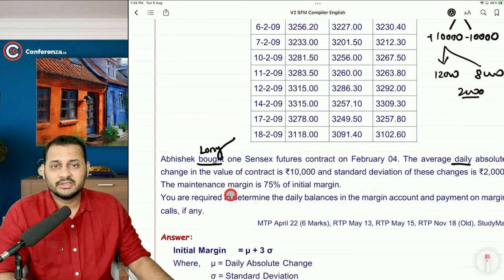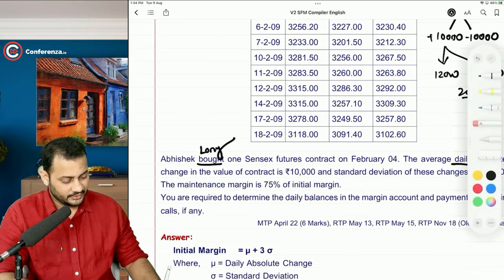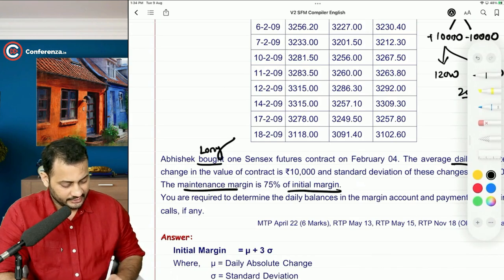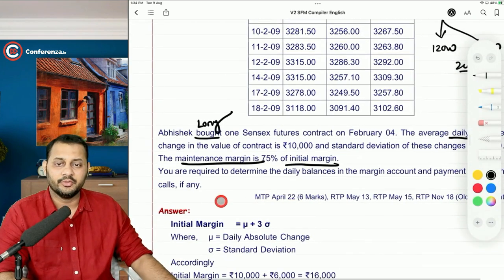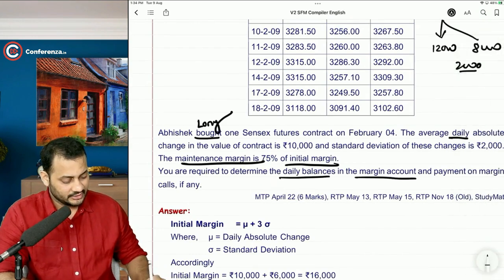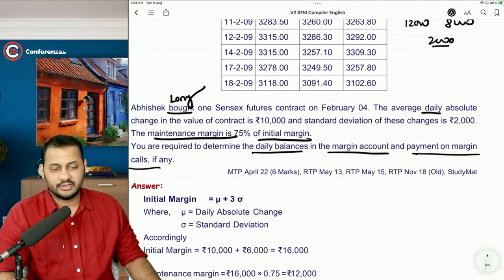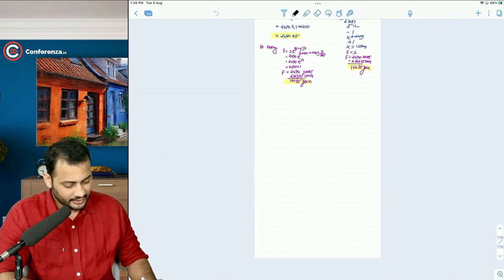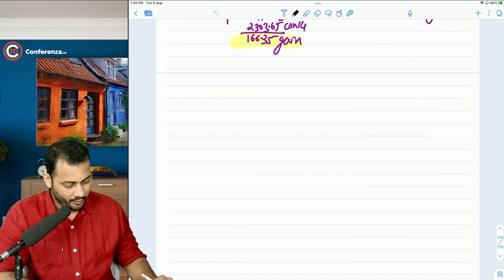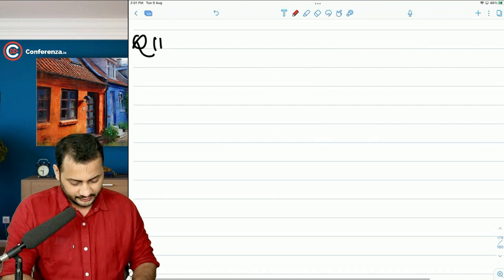Now the maintenance margin is 75% of the initial margin. Whatever is going to be the initial margin, 75% of that will be called the maintenance margin. I will explain this topic to you. You are required to determine the daily balances in the margin account and payment on margin call, if any. Now please understand what happens in real life. Now understand the procedure.